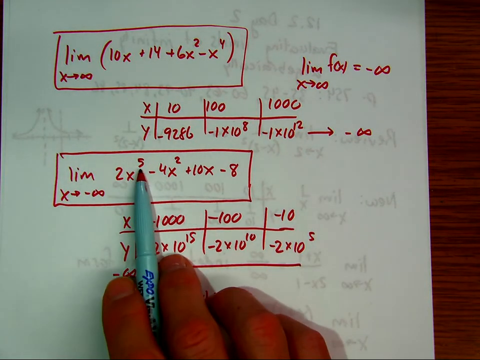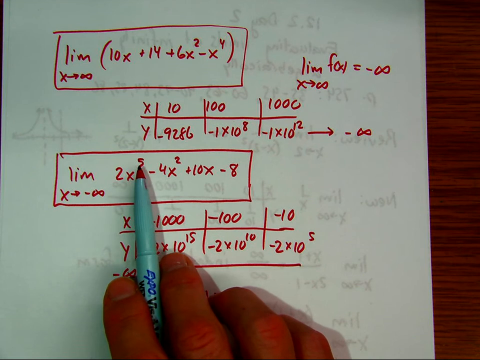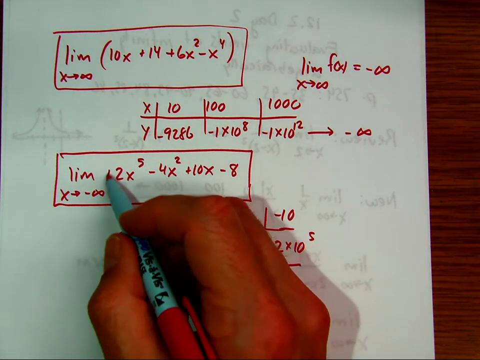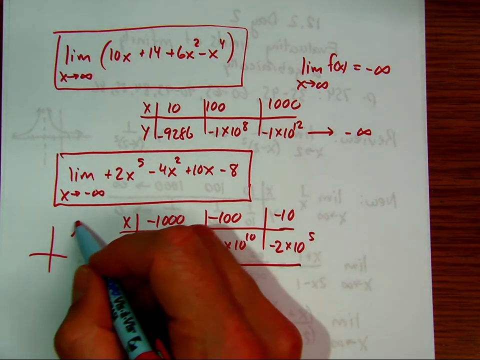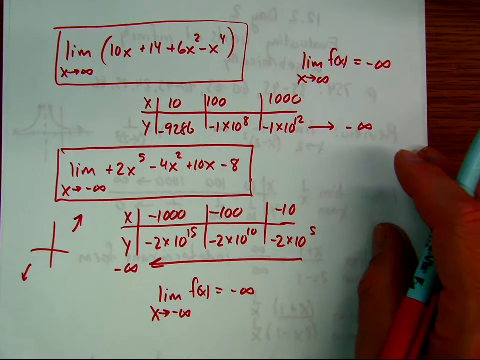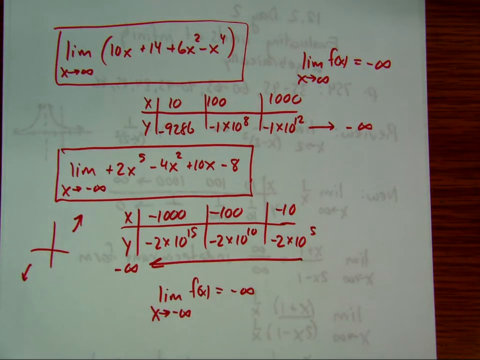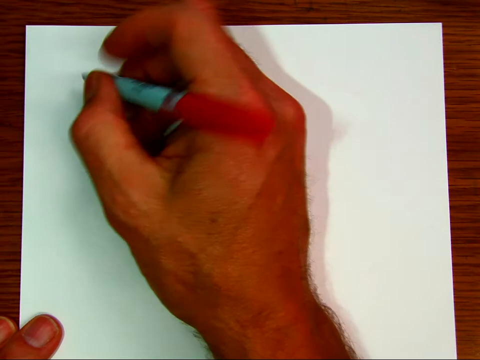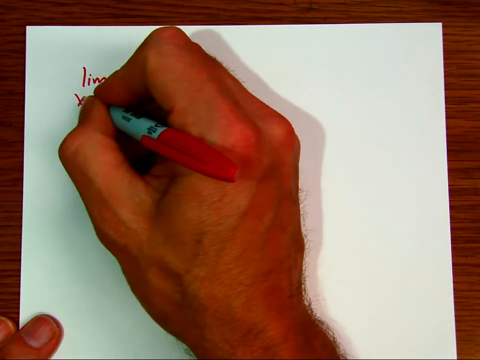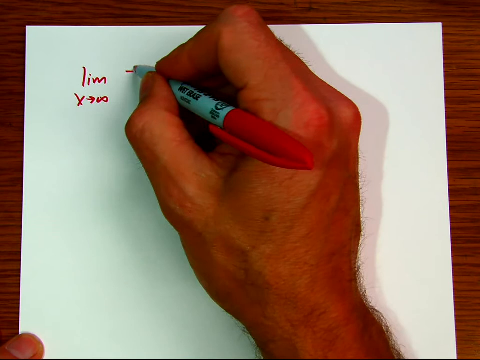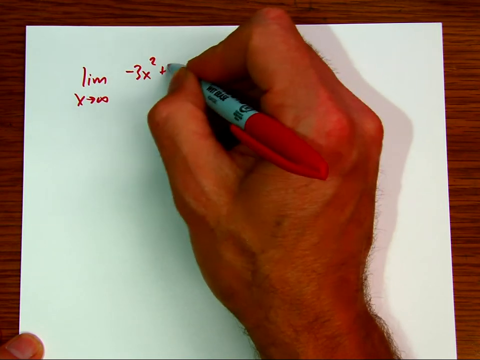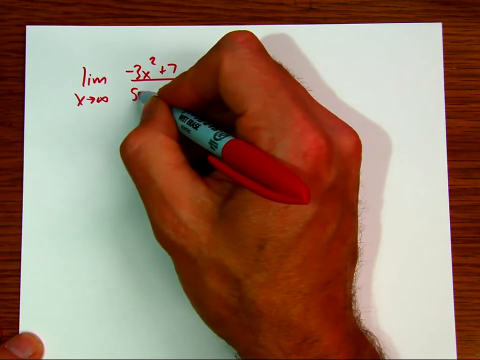The highest degree, highest exponent is 5. That's an odd exponent with a positive coefficient. So we know the graph is going like this. And then when we look to the left, we expect there to be a limit of negative infinity. But now let's look at indeterminate forms when we have a rational function.